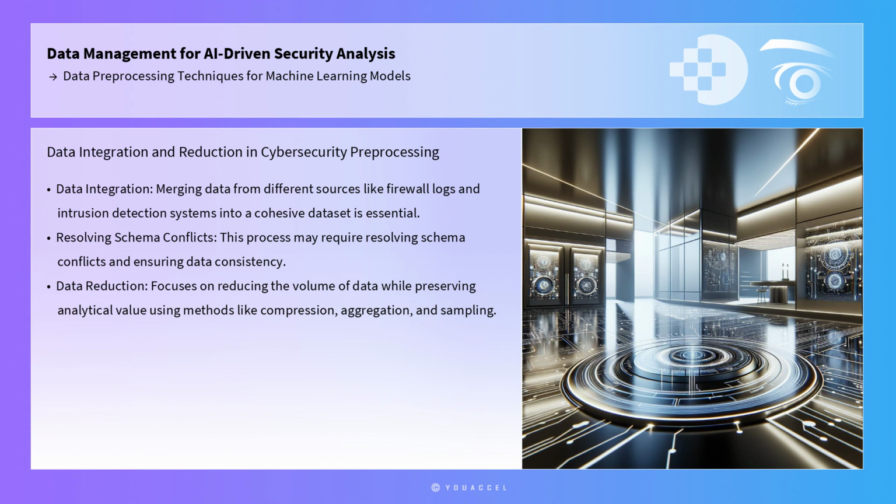Data reduction, on the other hand, focuses on reducing the volume of data while preserving its analytical value. Methods such as data compression, aggregation, and sampling are employed to manage large-scale datasets efficiently, ensuring that real-time analysis remains feasible without compromising on detail.